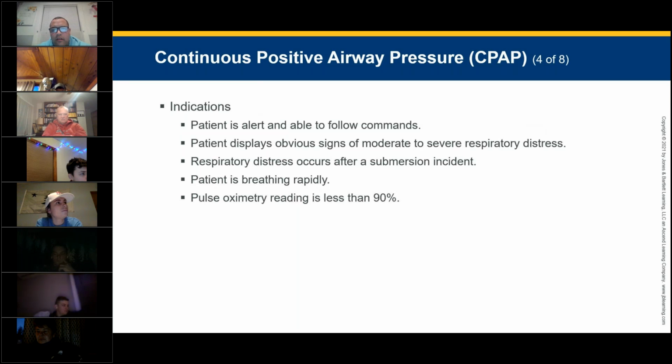Indications for CPAP. The patient is alert and able to follow commands. The patient displays obvious signs of moderate to severe respiratory distress from a condition such as pulmonary edema or obstructive pulmonary disease such as COPD. The respiratory distress occurs after a submersion incident, so after they've been submerged in water. The patient is breathing rapidly, so much so that it's affecting their minute volume, or the pulse oximetry reading is less than 90%.